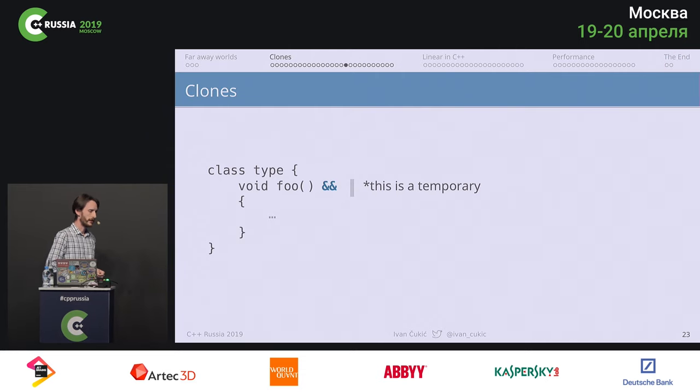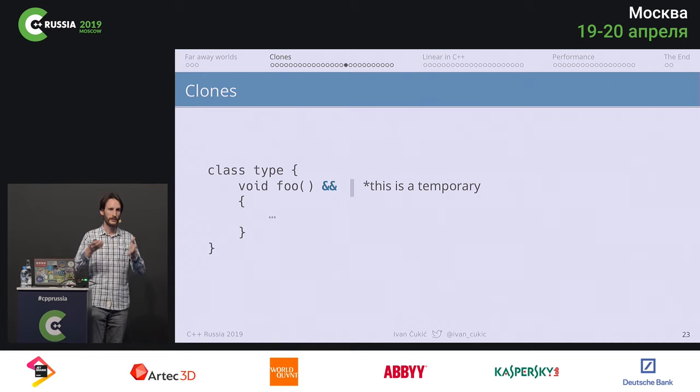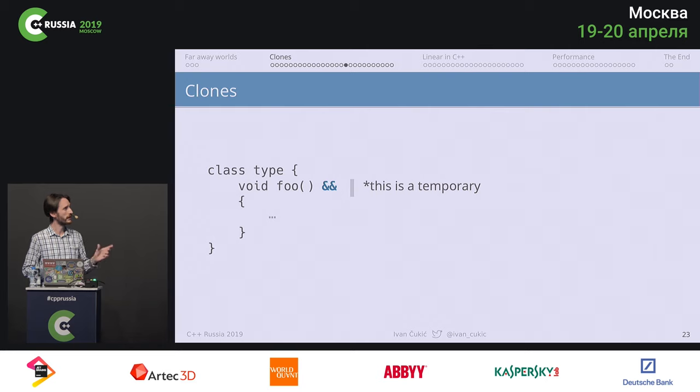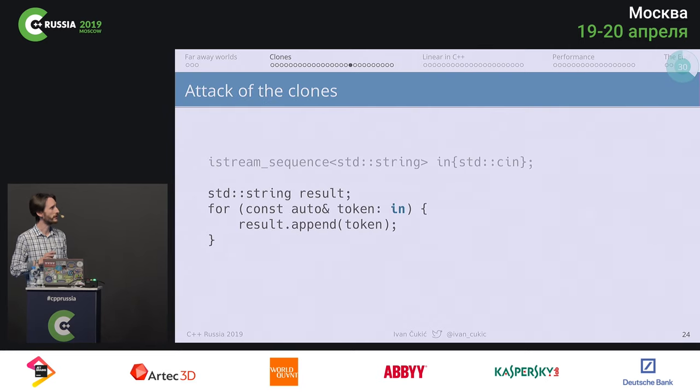And a special kind of function, member functions. If you want to declare that the instance of your type needs to be an R-value in order for a member function to be invoked, then just reference qualify it with &&. And then the reference to this is going to be a temporary.